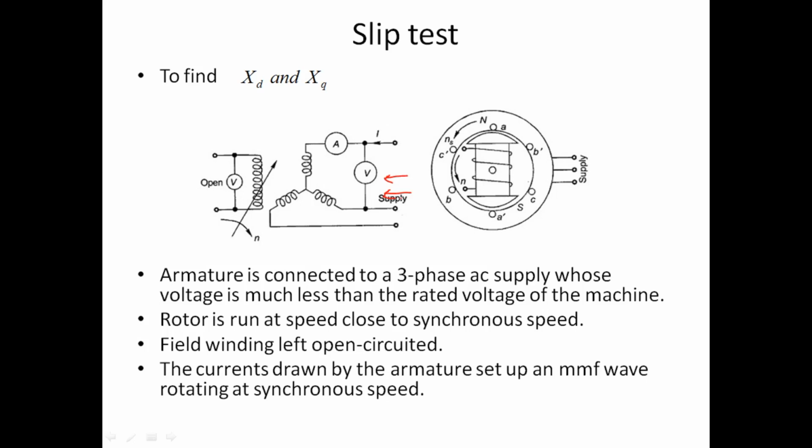You already studied the 3-phase induction motor. There also we give a 3-phase AC supply to the stator terminals. Here also we are giving it. So that is the one difference: the armature is connected to a 3-phase AC supply. Now that voltage will be much less than the rated voltage of the machine. Usually if the rated voltage is 415 volt, here we will not be giving that rated voltage. The voltage will be much less than the rated voltage.